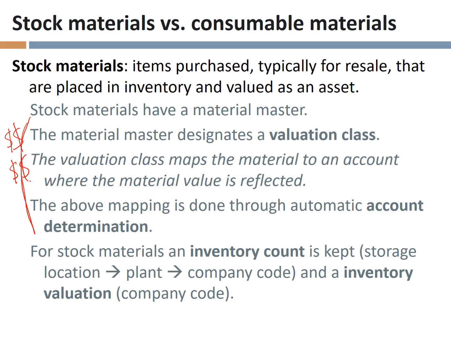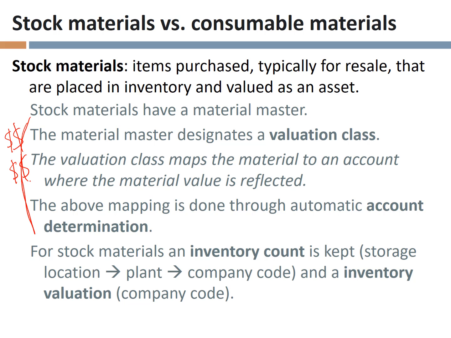We can look at inventory count on a company code level, we can look at inventory count on a plant level, and we can look at inventory count on a storage location level. So the idea might be, we have as a company code right now 5,000 bicycle helmets. Of those, 1,000 of them is in plant 1, 3,000 of them is in plant 2, and the remaining 1,000 is in plant 3. And then when we look in plant 1, 500 of them are in this storage location, and 300 of them are in this storage location, and so on.